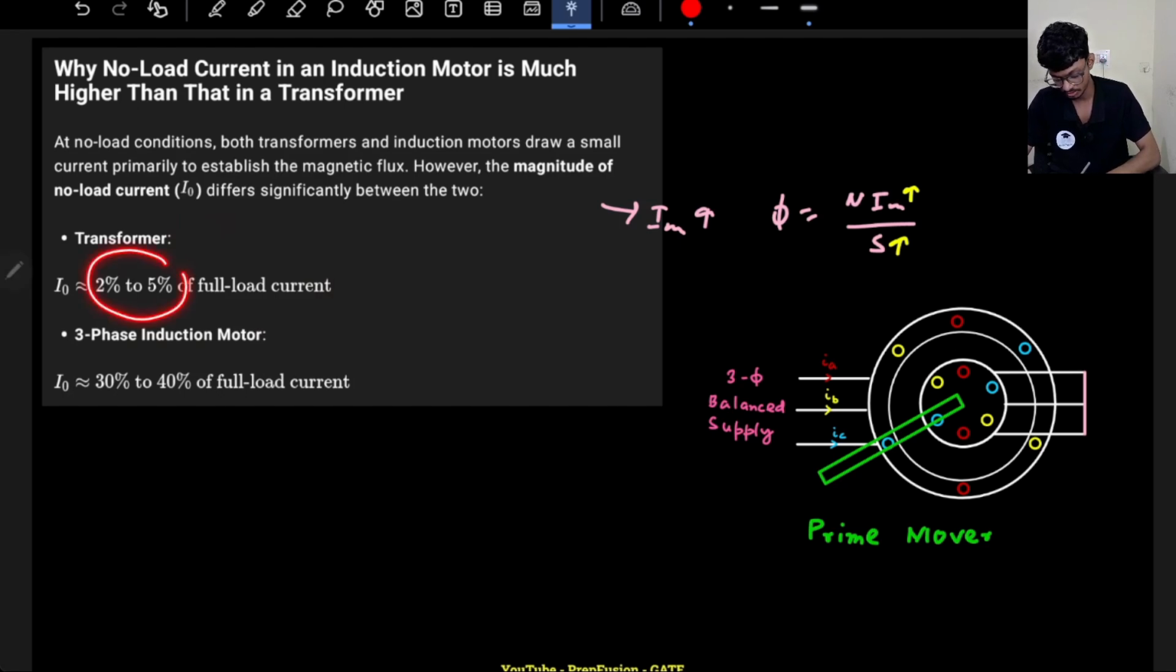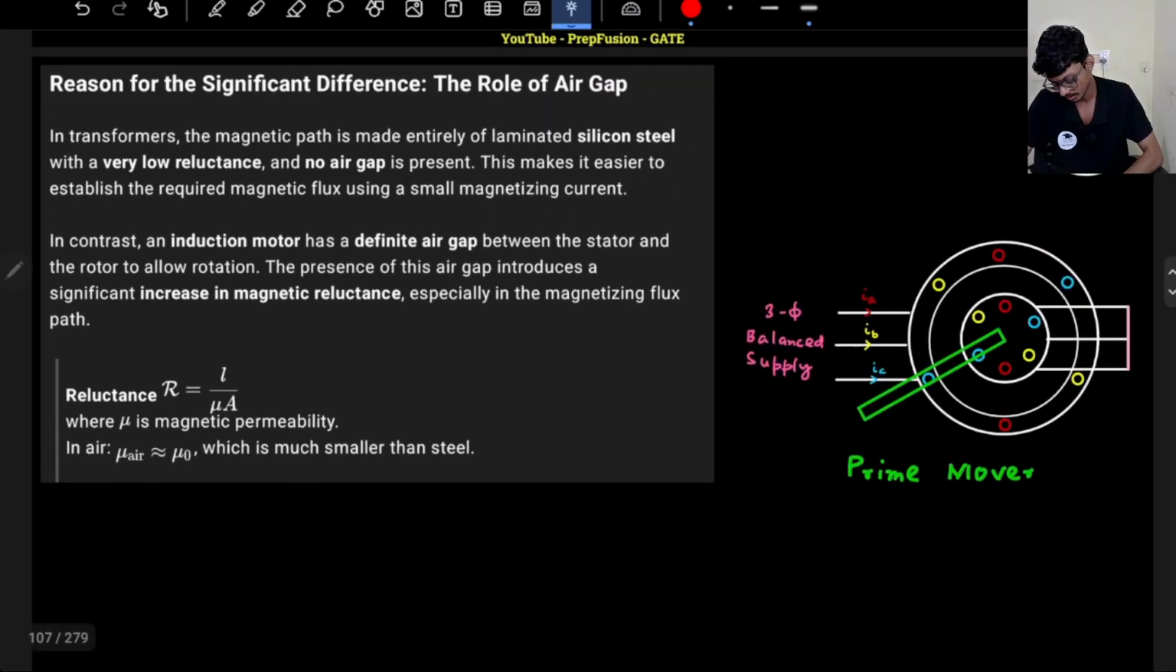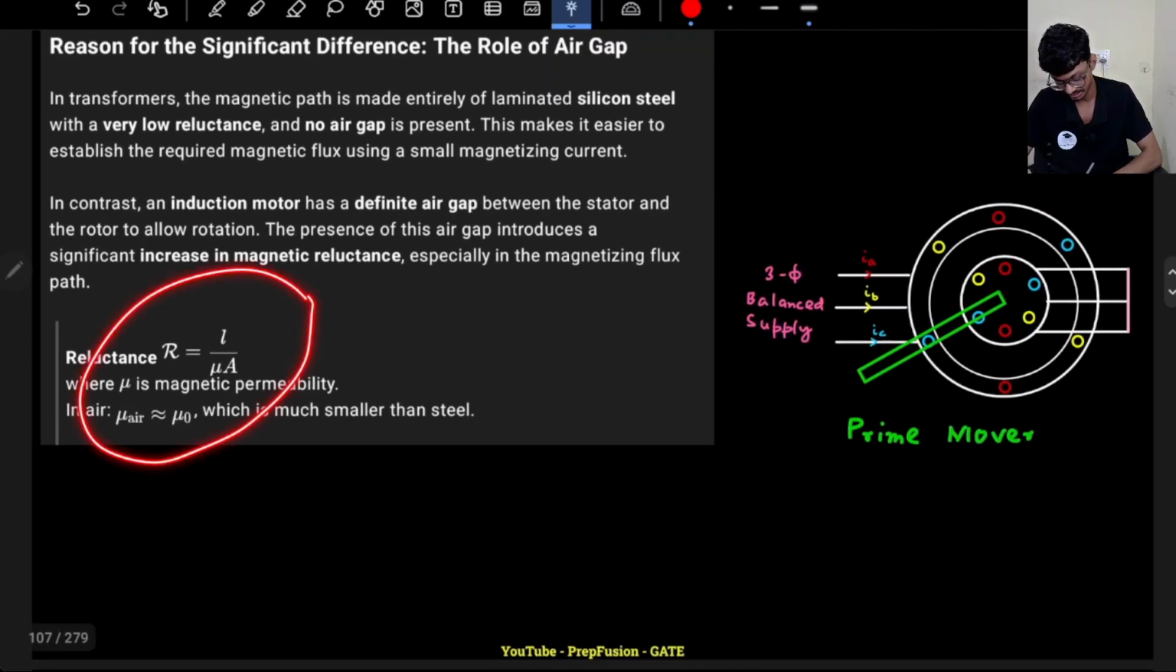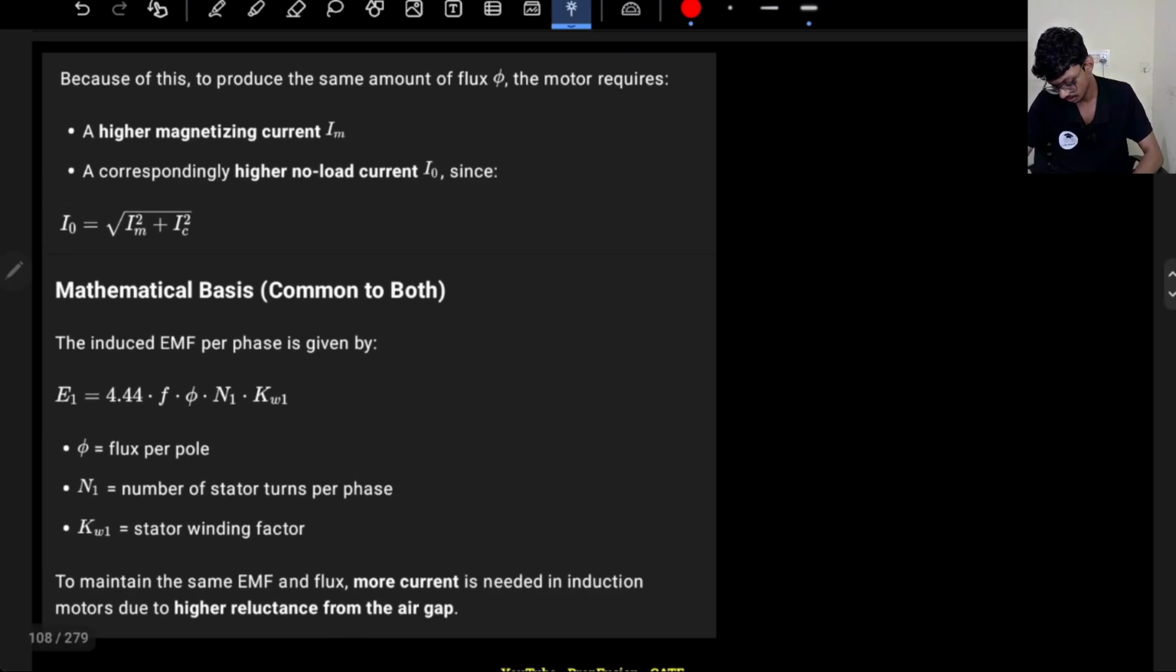So in a transformer it is 2 to 5% of the full load current. In an induction motor it is 30 to 40% of the full load current. Okay, that is the difference. So that's why it is higher. The reason is explained over here. As I told you, it is a combination of both the magnetizing component and the core loss component.